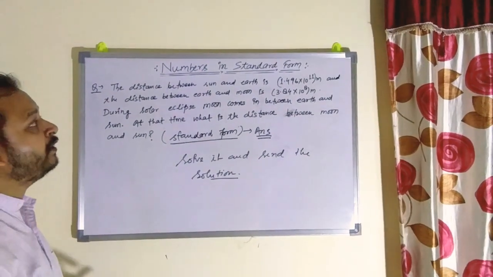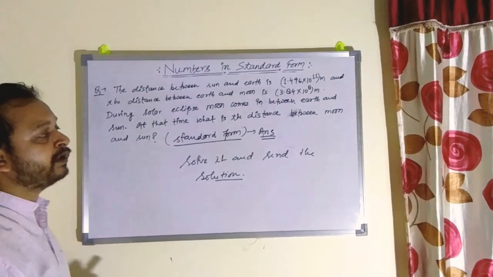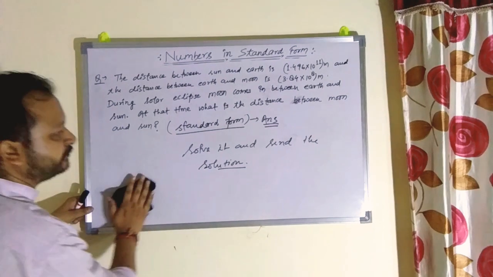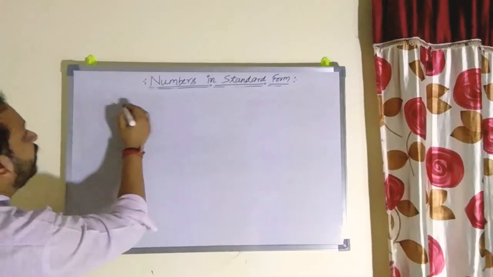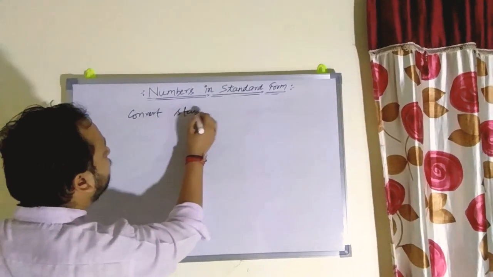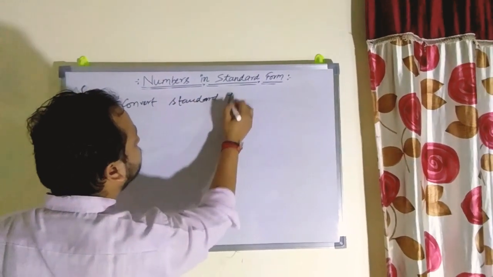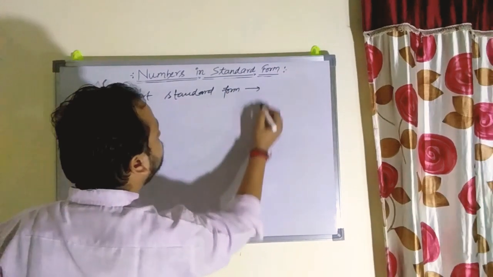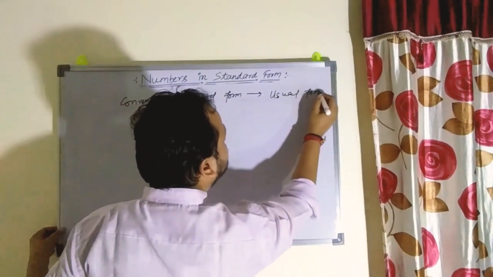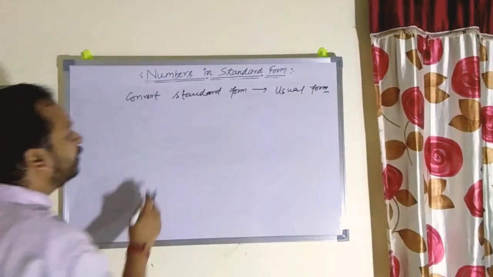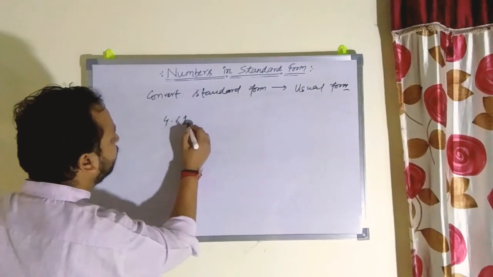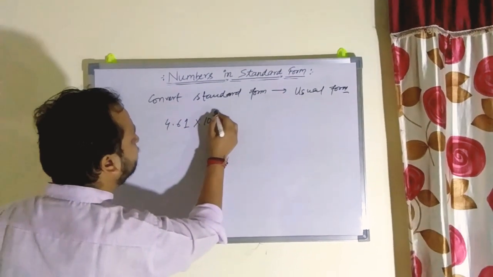Right, we are going to learn how to convert the standard form into usual form. Now convert standard form to usual form. Suppose a number is given as 4.61 into 10 to power 5.